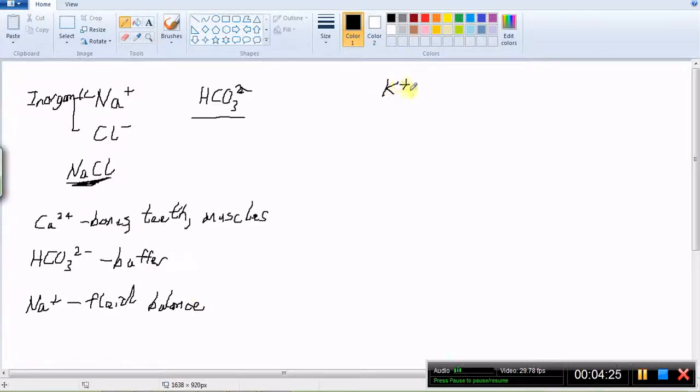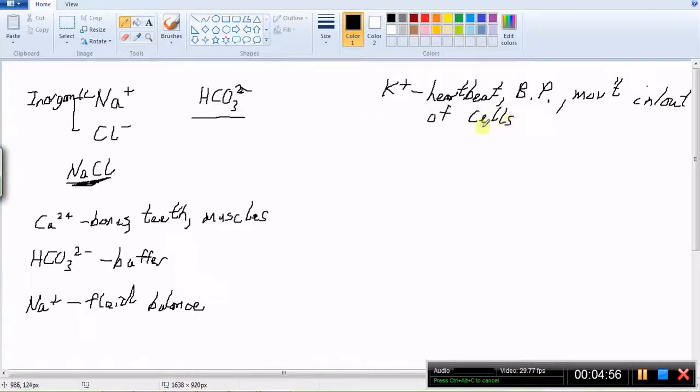We have potassium, and potassium helps to regulate the heartbeat. It also helps things move in and out of cells, and it helps regulate your blood pressure. So we'll say heartbeat, blood pressure, and movement in and out of cells.